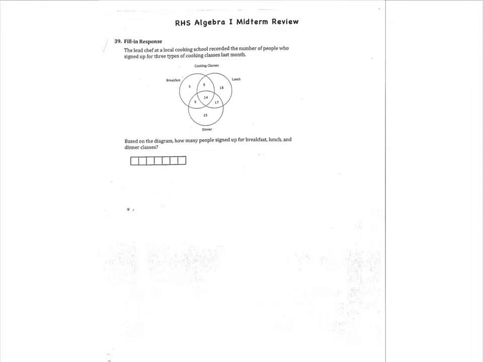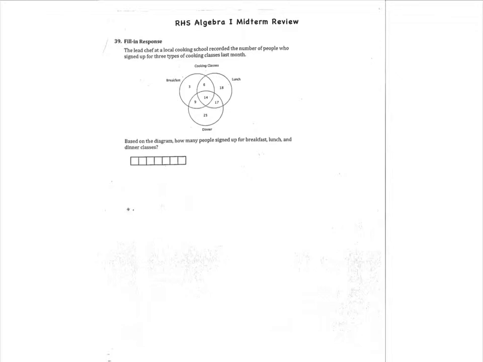Okay, number 39 is a Venn diagram problem, and so we have cooking classes and 3 meals. The question is, how many people signed up for breakfast, lunch, and dinner classes? You have to take a look at this Venn diagram and determine where they are talking about. They want to know breakfast, lunch, and dinner classes, so that's all 3. They signed up for all 3.